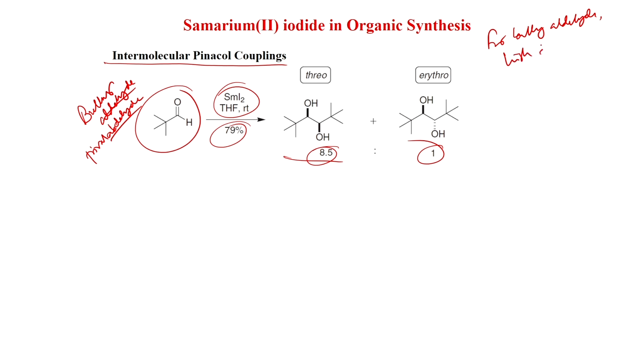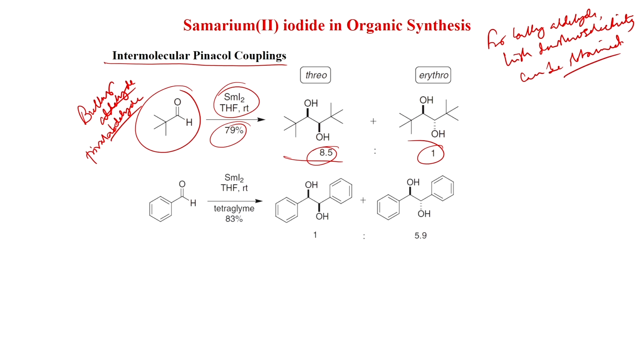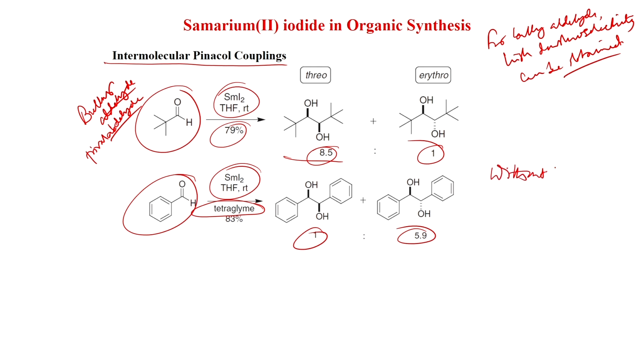high diastereoselectivity can be obtained, like here, 8.5:1. Now, if simple benzaldehyde is there, it has been found that with samarium iodide, if you add tetraglyme, then the diastereoselectivity can be improved. So, in this case of course, the opposite erythro is forming, as measured 5.9:1. So, without tetraglyme the diastereoselectivity is poor.